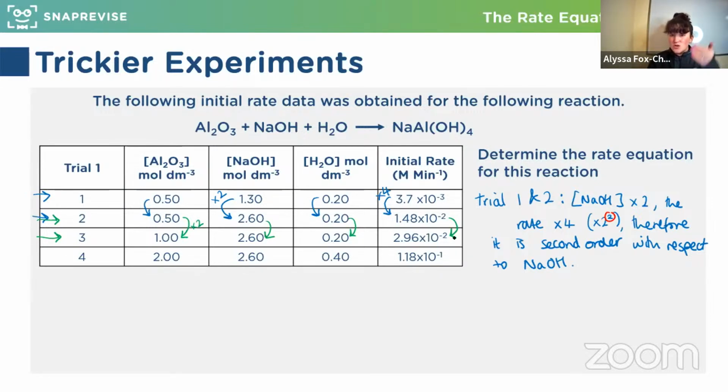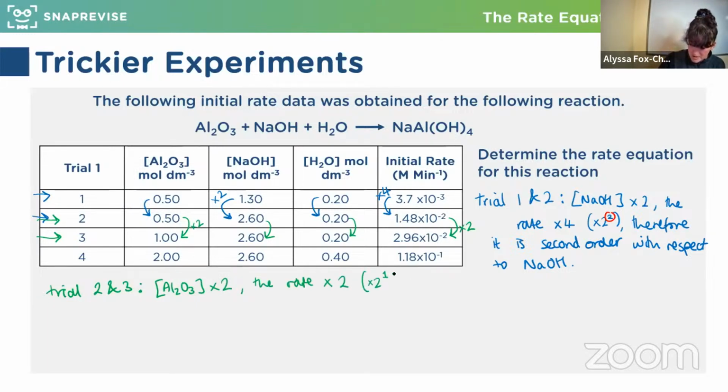Yeah, lovely. It's also doubled, which means it's directly proportional. So it's 2 to the power 1 times bigger, which is first order. So trial 2 and 3, the Al2O3 concentration has been doubled. The rate has been doubled, i.e. times 2 to the power 1, because 2 to the power 1 is itself. That little 1 tells us that it's first order, a directly proportional relationship. Very nice, well done, Shargo and Tafara.